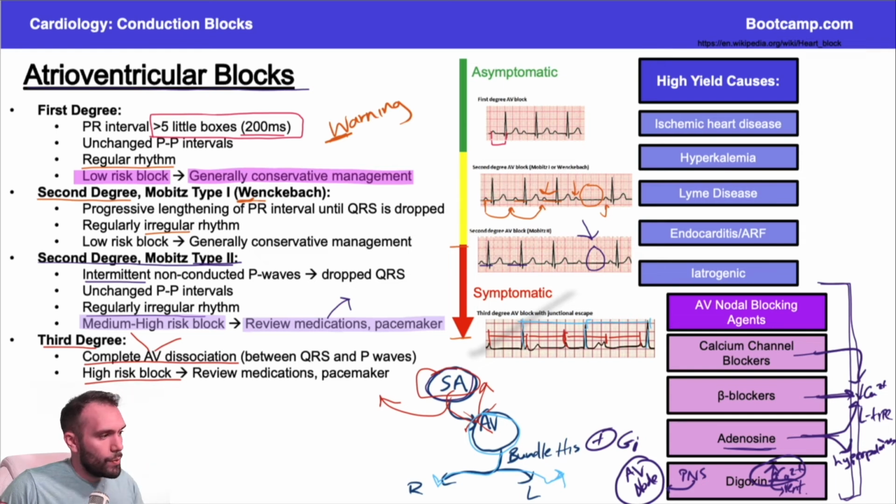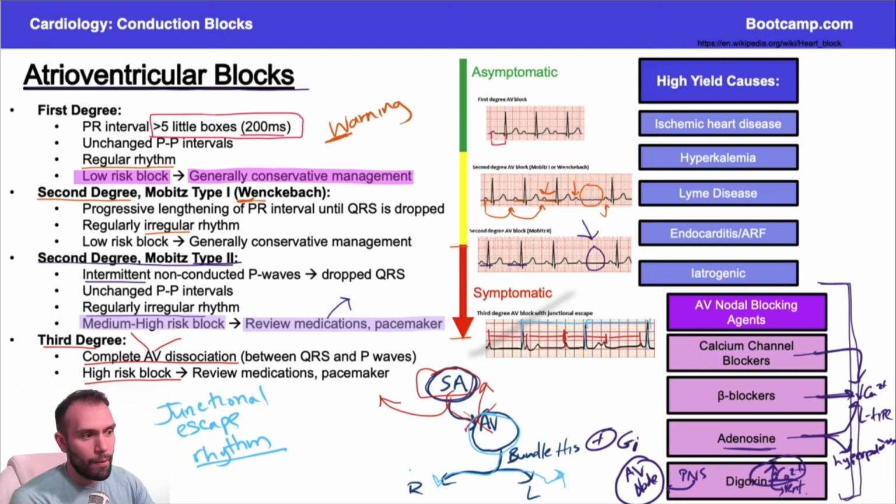What we call this, and we talked about this in the previous video already, is a junctional escape rhythm. So essentially what's happening here is that the AV node is escaping this block from the SA node, and it's doing its own thing. The SA node might be pacing at 60 to 100 beats per minute. That's completely normal for the SA node to pace in that range. But the AV node is not going to be pacing at 60 to 100. It might be pacing at 45 to 55 beats per minute, say. So they're pacing at completely different rates.